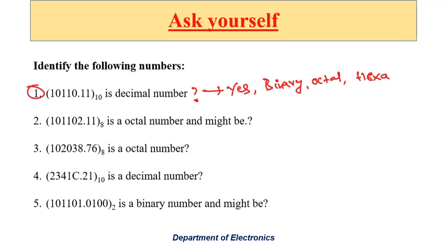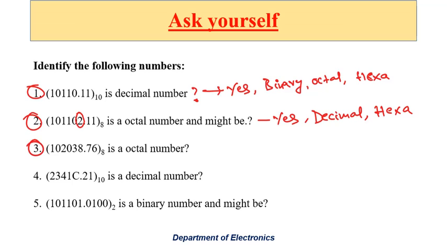In the second example, we defined a number to be an octal number. Clearly it is an octal number because in the formation of the number we used 0, 1 and 2. These three digits belong to the octal number system. Along with the octal number system, the given number can be a decimal number and a hexadecimal number. It cannot be a binary number because we used the digit 2. 2 is not allowed in a binary number.